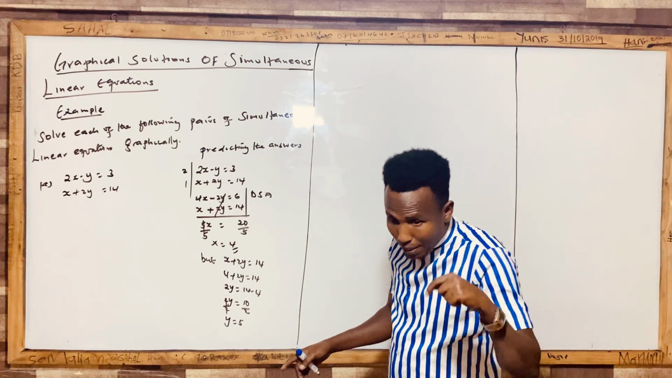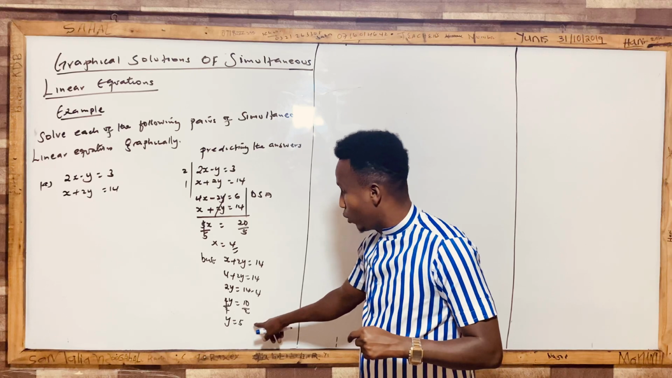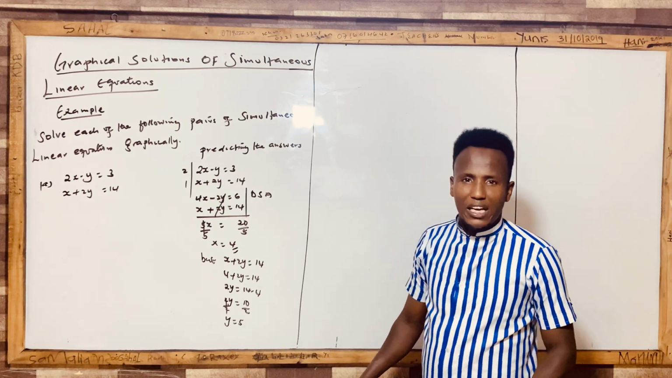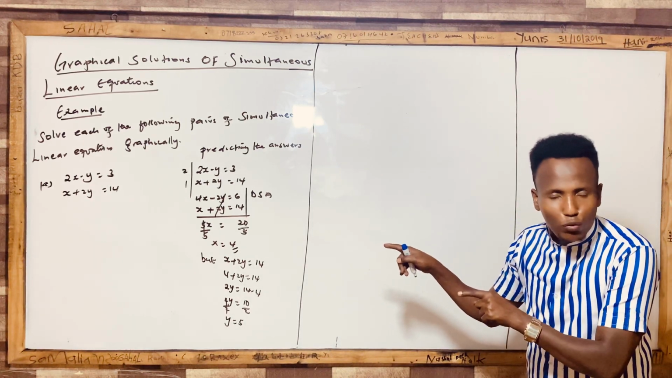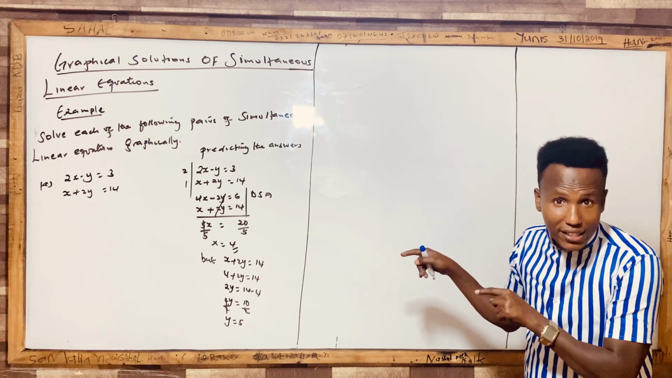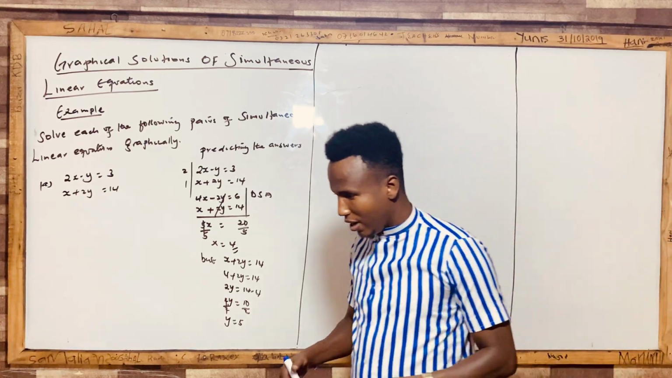We know the answers: x is 4 and y is 5. Let's prove that one graphically. We know the answers, yeah? Let's prove it graphically now.